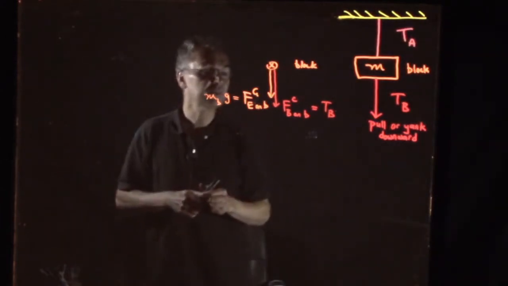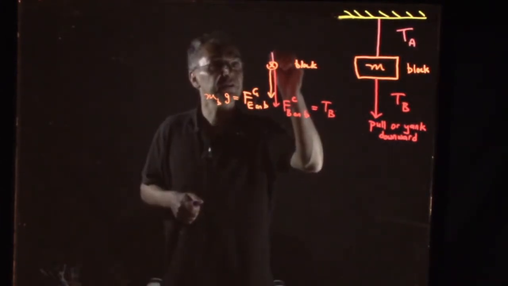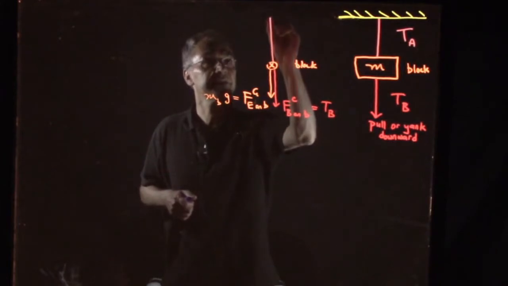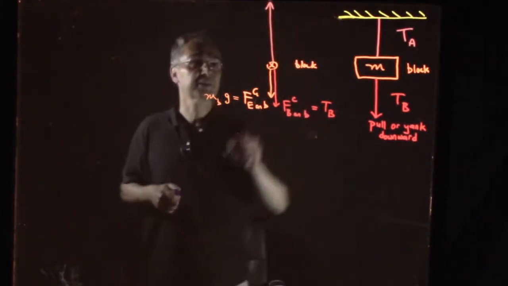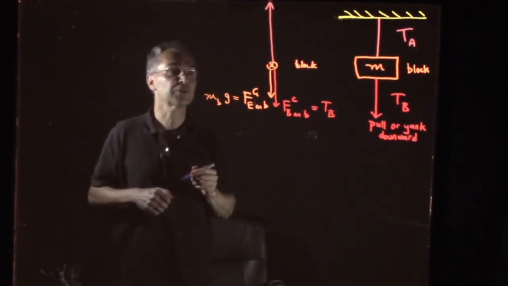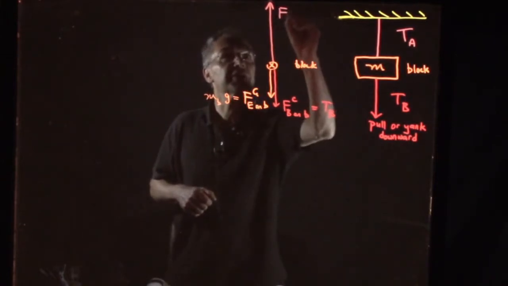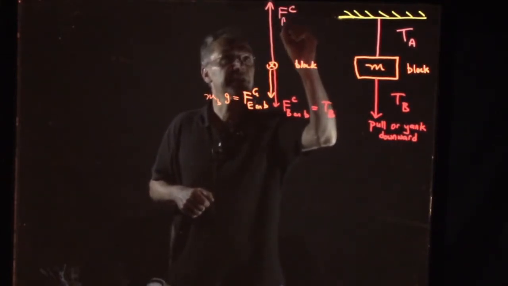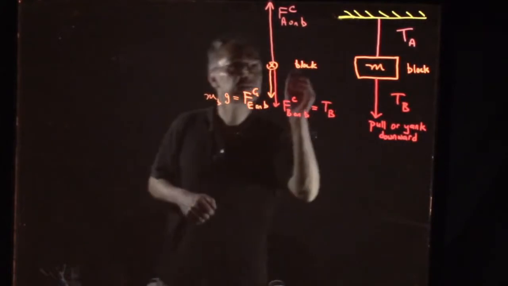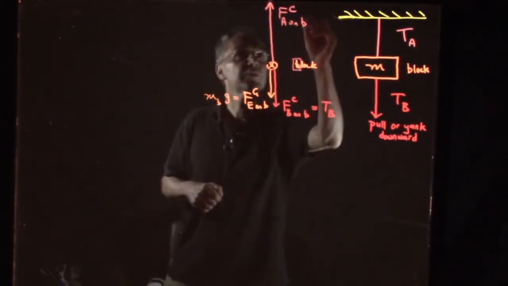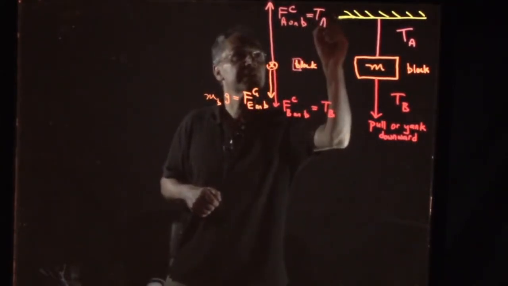And then let's say I'm pulling very slowly, so the block's acceleration is negligible, it's barely budging. Then it seems like no matter what's happening, there's another arrow pointing up. I'll just make that arrow go all the way up to the top because that's about as long as I can make it on this board. And this is the contact force by string A on the block. That equals the tension in string A.